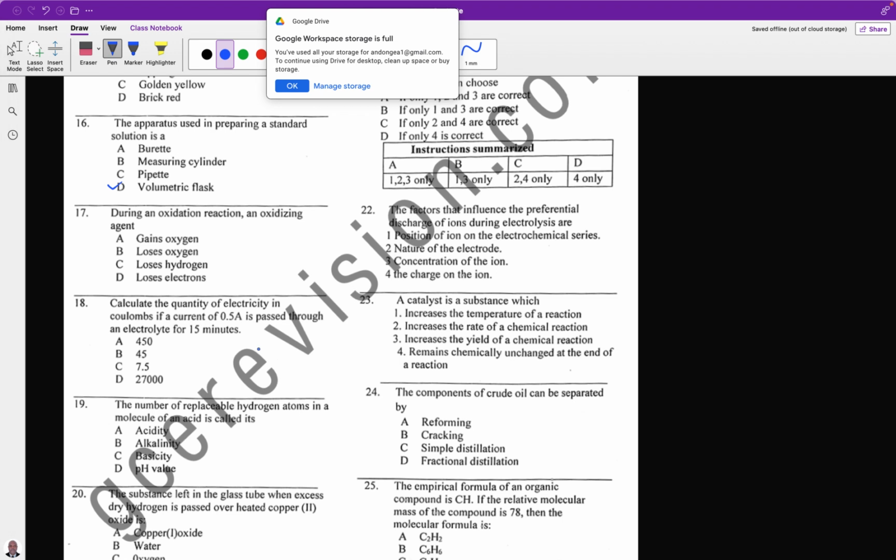So in this case, we said during an oxidation reaction, an oxidizing agent will do what? An oxidizing agent will lose oxygen. So B is the right answer. Loss of oxygen or gain of electron. So it is B. Question number 17 is B.